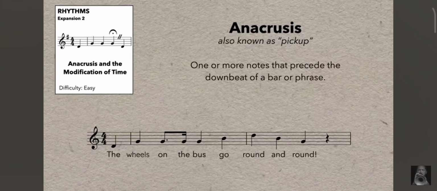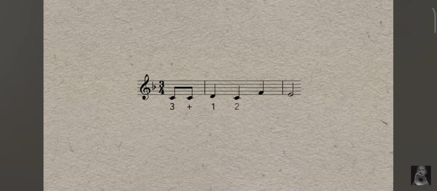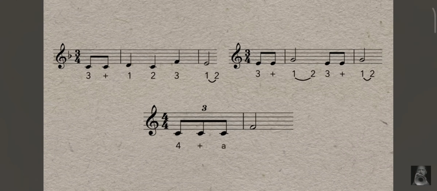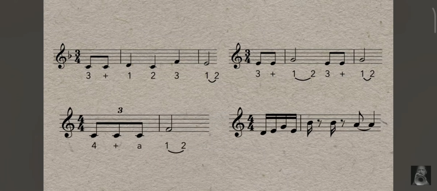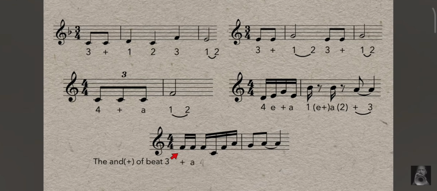In the previous video, we talked about pickup notes, which come before the downbeat of a phrase. But you should also know that you can have subdivided pickups, and you always count them by working backwards from beat 1, just like in Happy Birthday. Or Brahms' Lullaby. There's also a space opera theme song. And of course. And pickups don't even have to start on a whole beat. This one starts on the end of 3.